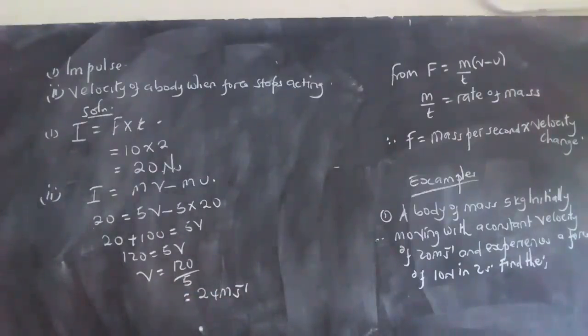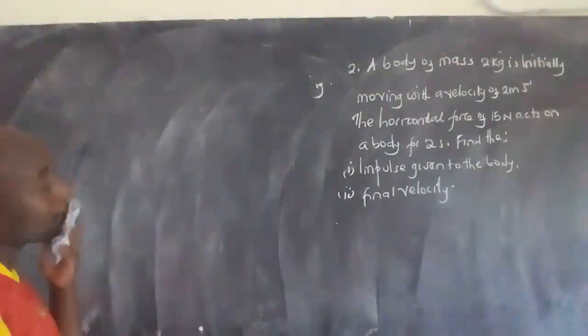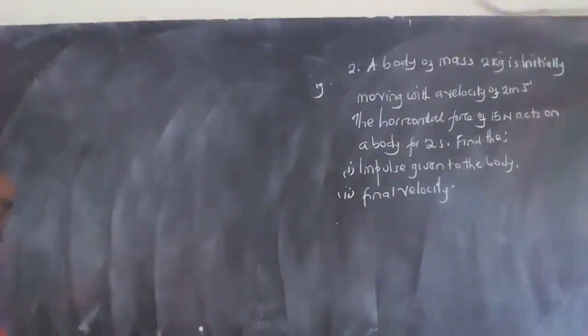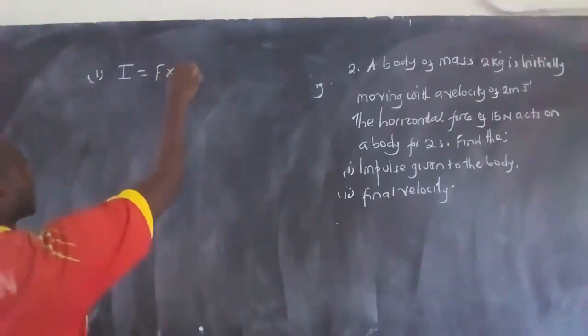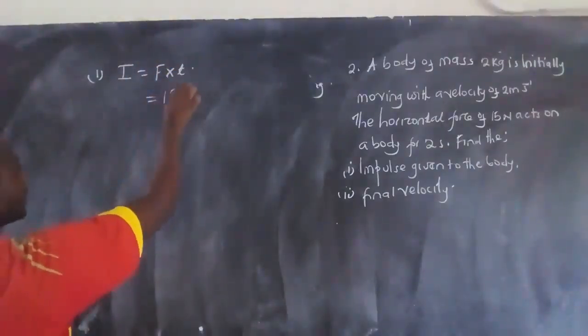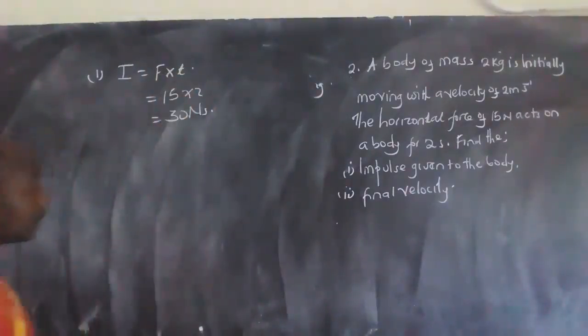Then we go to number 2. Number 2 says, they have given us the mass of the body and the velocity, so we shall say impulse I is force times time. The force is 15 times 2, giving us 30 Newton second. Next, they are asking us to find the final velocity.